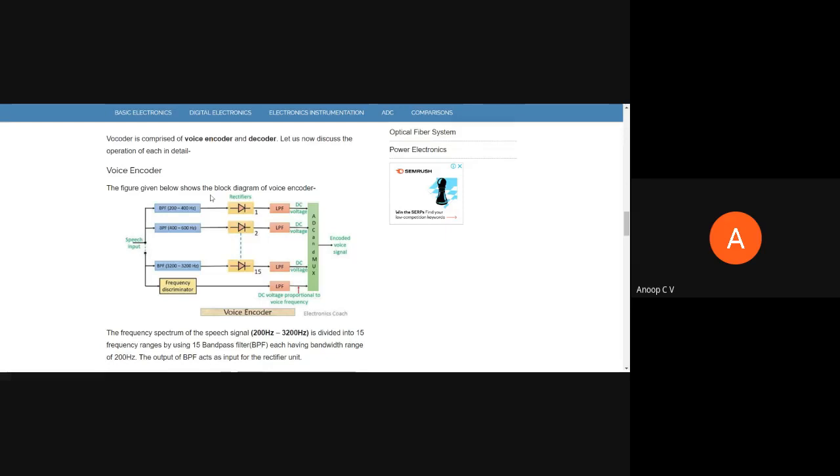So it will be some irregular signal, right? When you pass it through a rectifier, what will happen? It will flip off the negative part, and when you pass it through a low pass filter, it will actually maintain it at some level, right? Rectifier followed by low pass filter. So each band will be passed through a rectifier followed by a low pass filter.